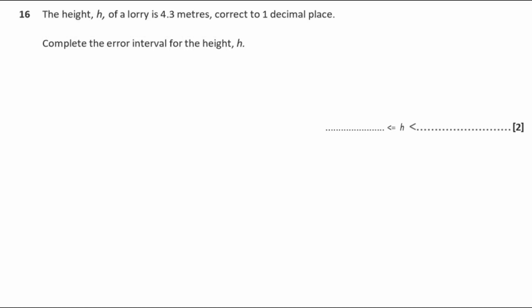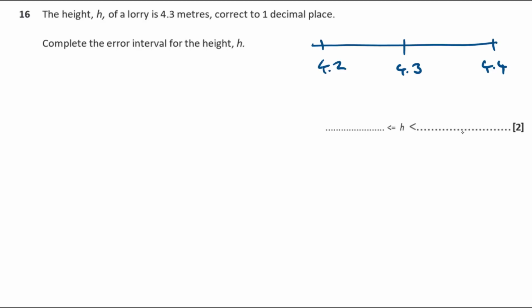And the height h of a lorry is 4.3 meters, correct to 1 decimal place. Complete the error interval for the height h. Okay, now I like to do these with the number line. I draw a number line and I mark on the number that they've given me, which is 4.3. Okay, so then we know it's correct to 1 decimal place. If I was drawing a scale going up in numbers to 1 decimal place, then the next one up on the scale would be 4.4, and the one below it would be 4.2, wouldn't it?